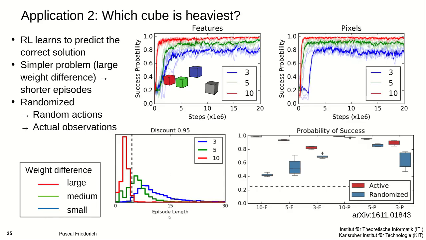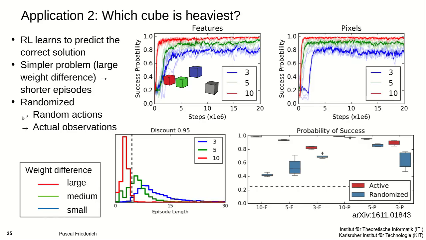What we see here is the episode length. So in order to do the correct outcome and the prediction, in the simplest problem with the large weight difference, the red distribution here leads to rather short episodes. So the reinforcement learning algorithm already tells its result after, let's say, 3 to 5 steps. Whereas when the weight difference is small, it tries to experiment much longer before it decides to predict an output.